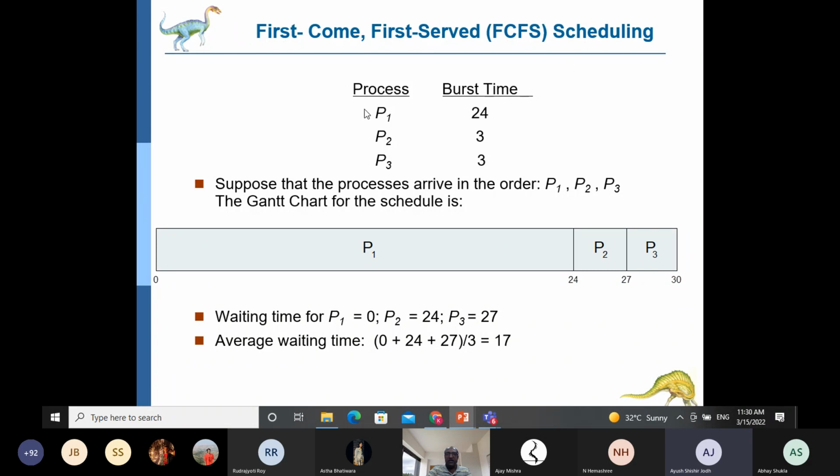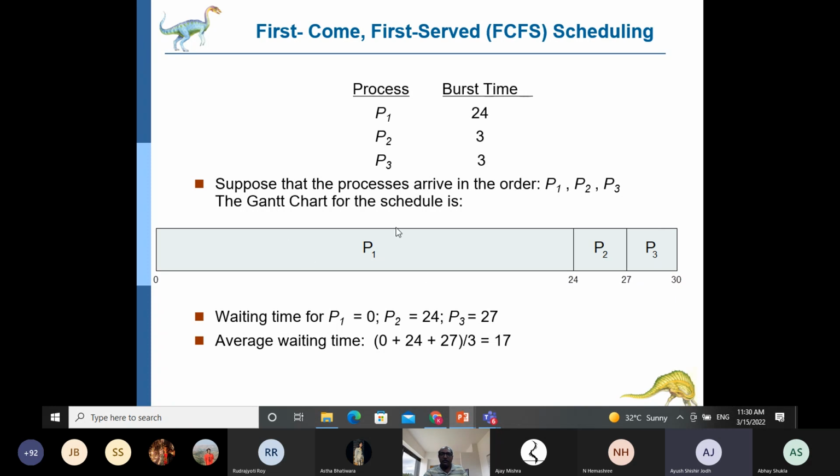Here, assuming that there are 3 processes, all available in the ready queue, and their execution times required are in this order: 24, 3, and 3. Since in first come first served they arrive in this order, P1, P2, P3, if they are all available and the order of arrival is P1, P2, P3, as per the first come first served basis, if you schedule these processes to the CPU, you can see that all these 3 processes will complete in 30 milliseconds, or 30 time units, right?